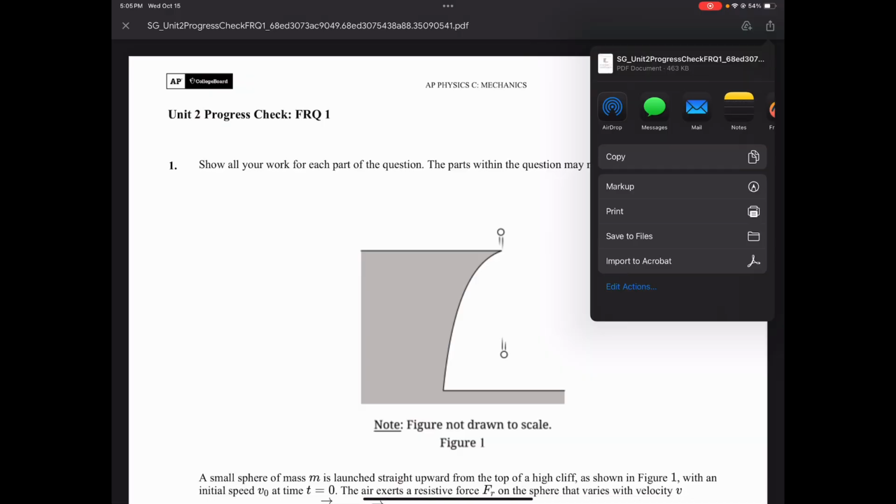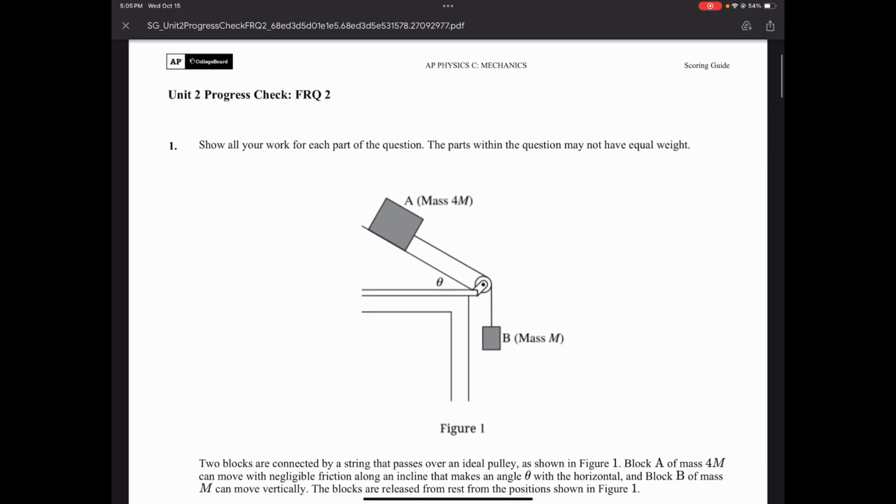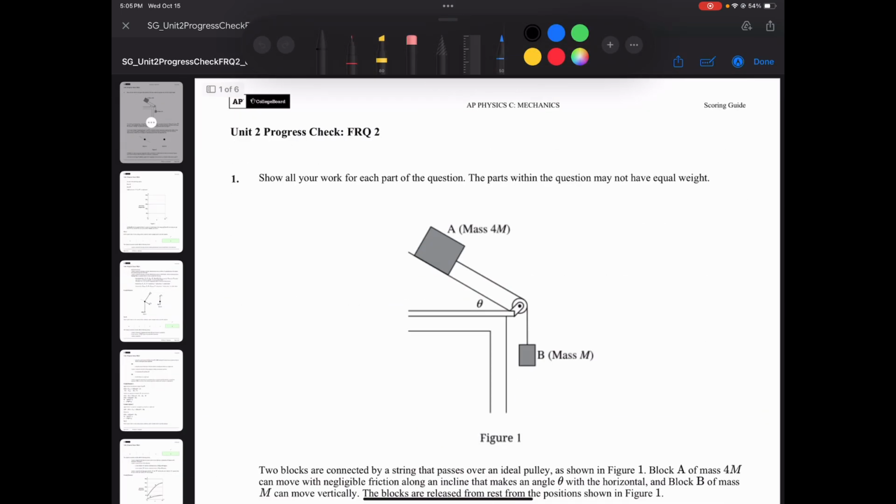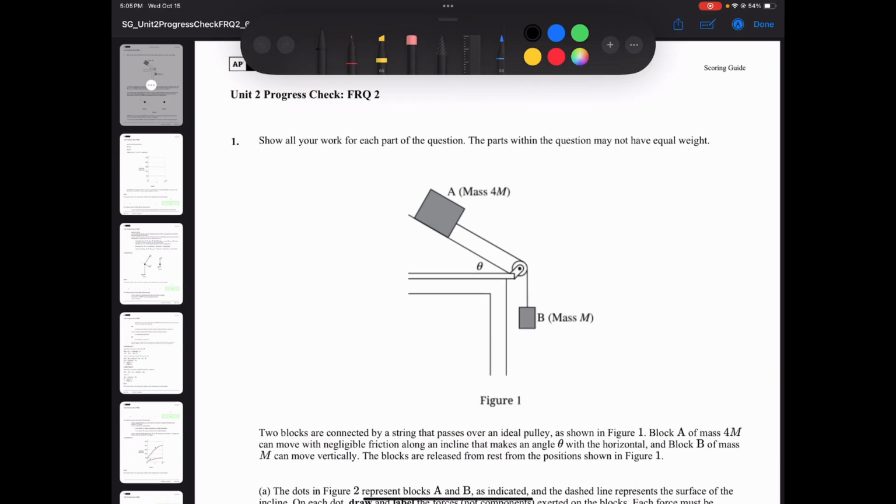So I'll just get rid of that. Let's look at the next one. All right, there we go. So here we have the second FRQ. We have a mass 4m and another mass m. This is just a modified Atwood's machine where it's on an inclined plane.